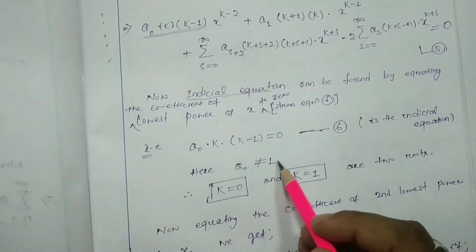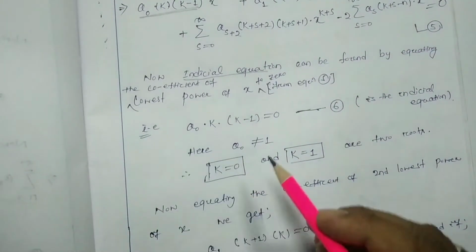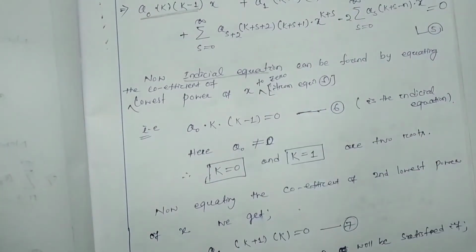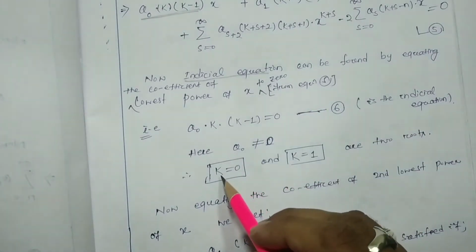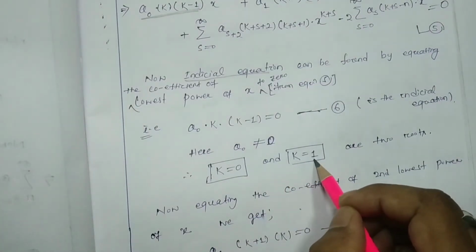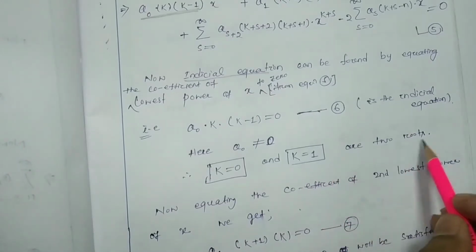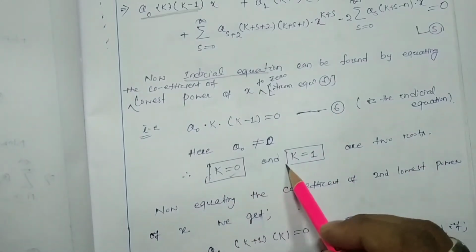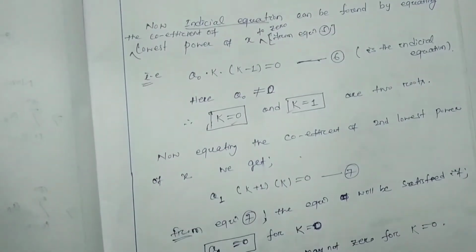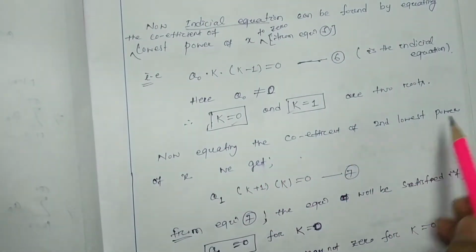But a0 could not be 0. So hence k equal to 0 and k equal to 1. So here we got two roots. By using the two roots we can find the recursion relation later. Now equating the coefficient of the second lowest power of x.